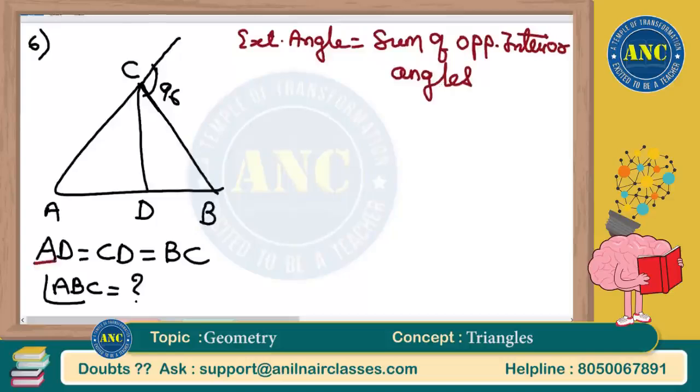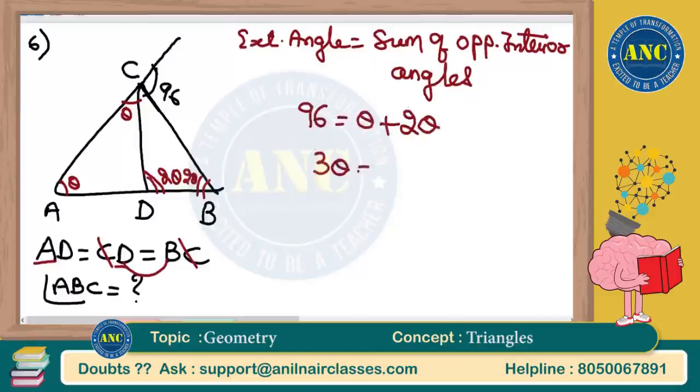AD equivalent to CD, so angle A is equivalent to angle C. If this is theta, this is also theta. This exterior angle is nothing but 2 theta. CD equivalent to BC, so angle B is equivalent to angle D. So these are also 2 theta. Exterior angle is equivalent to the sum of the opposite interior angles.